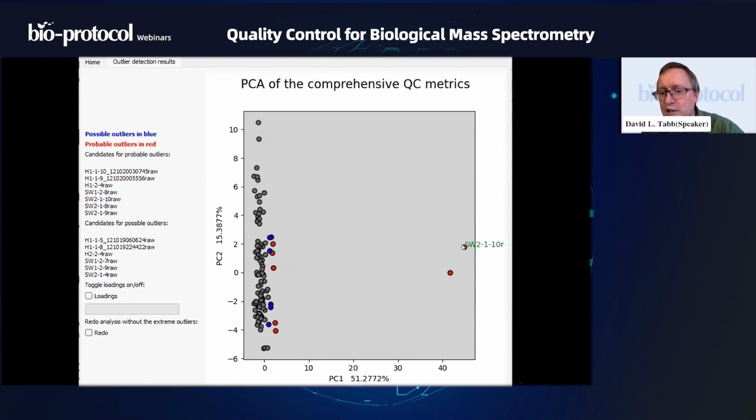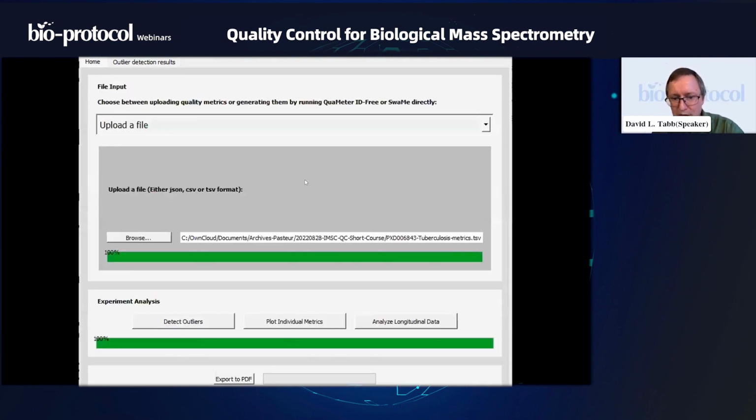I'm going to hover here. So I want you to remember SW2-1-10. And this other one is SW2-1-9. So those 2 raw files are clearly well out from everything else. Now, I want to understand why those are so different.